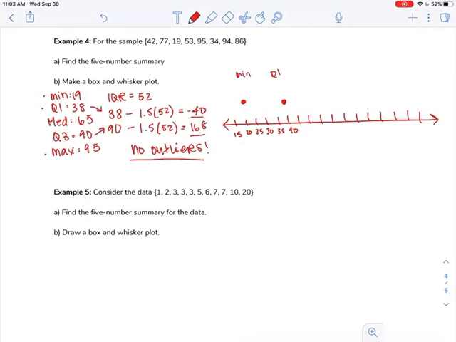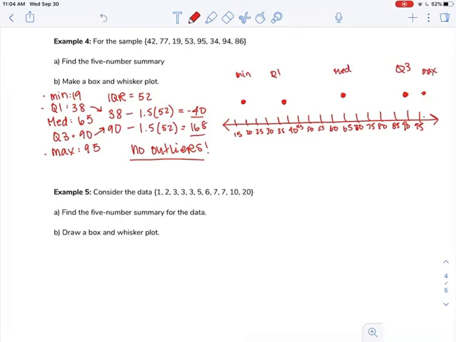And then my median is at 65. So 40, 45, 50, 55, 60, 65. So this is where my median would be. 70, 75, 80, 85, 90, 95. And then 90 is my quartile 3. And then 95 is my max.